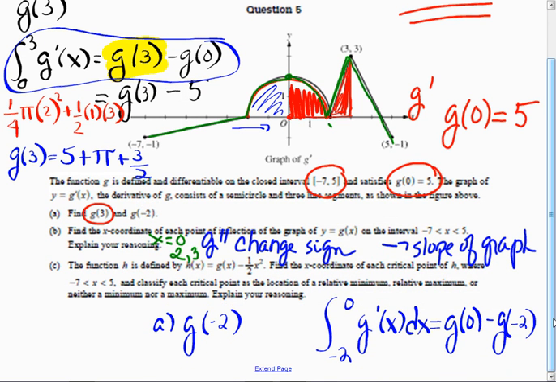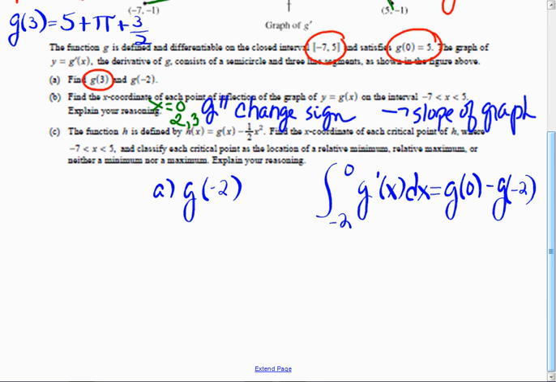Oh, this one was kind of hard. I thought this was hard. Okay, h of x is g of x minus 1/2 x squared. So I'm going to write that down so it's there. So C.